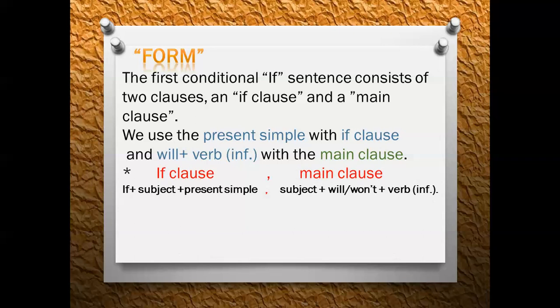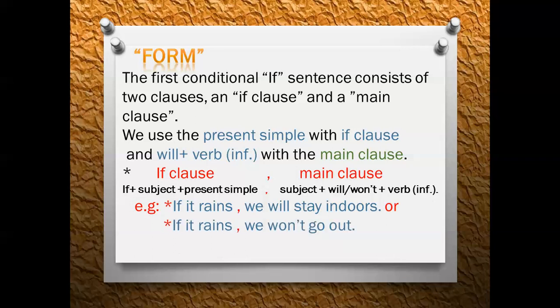Like that, the if clause consists of if plus subject plus present simple, then comma, then we write the main clause, which consists of subject plus will or won't plus verb infinitive. Example, if it rains, we will stay indoors. Or if it rains, we won't go out.